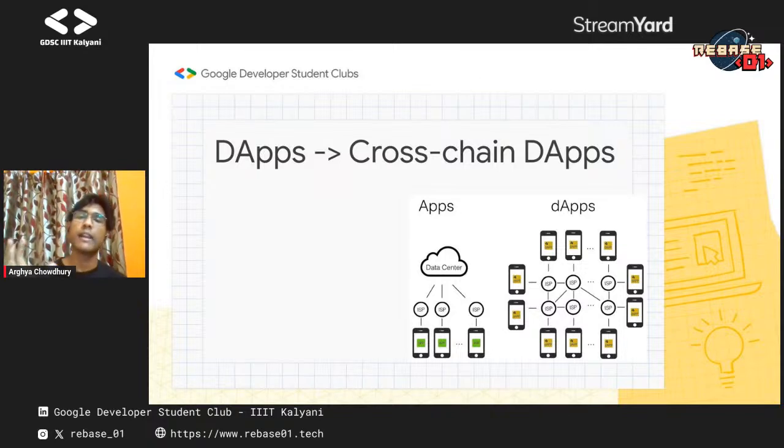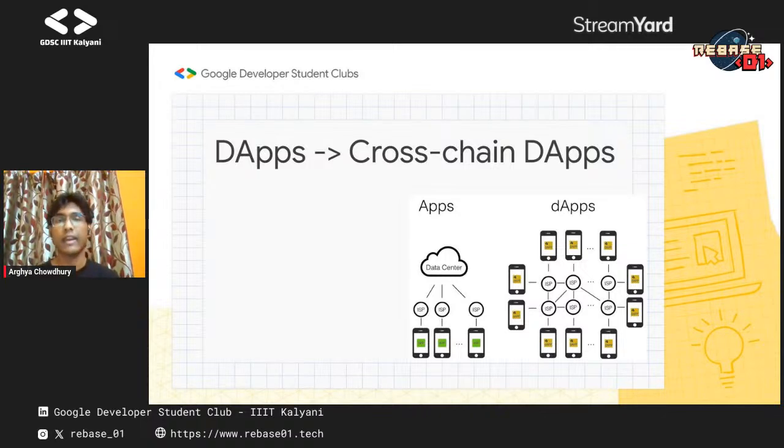Now, when you're building a decentralized app on a particular blockchain, that app only works on that particular blockchain, right? But it's not exactly working on cross-chain. What I mean by cross-chain is that it doesn't get to interact with other blockchains. Suppose you are building a decentralized application on Ethereum. So it only works on the Ethereum chain, say for example on the Ethereum mainnet. It can't really interact with the other blockchains such as Polygon or Avalanche, Solana, or anything, right?